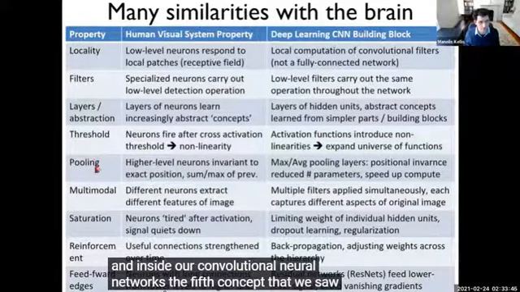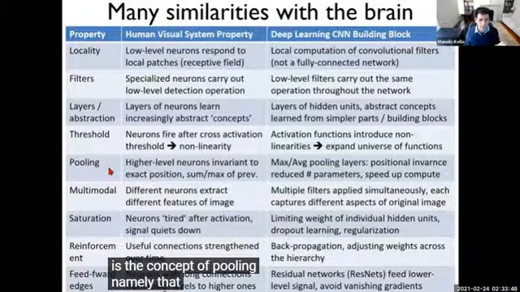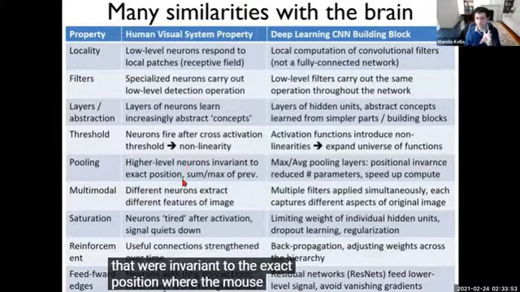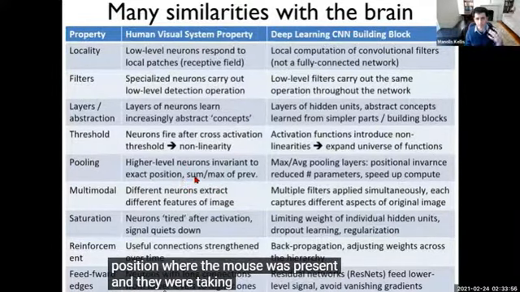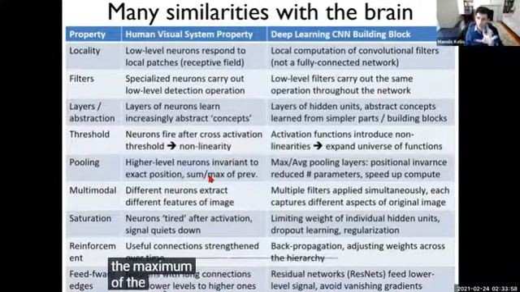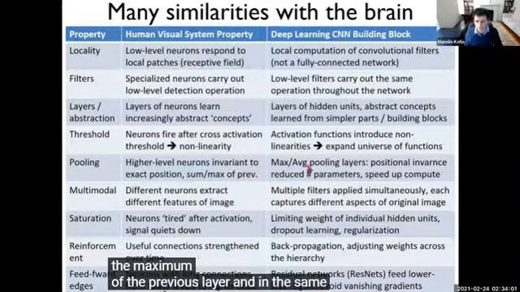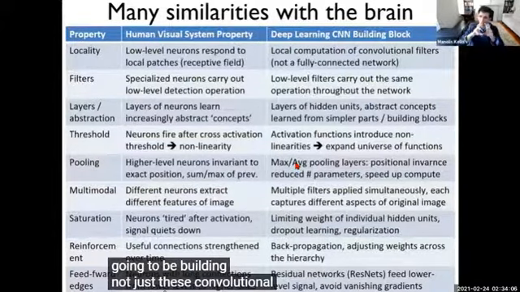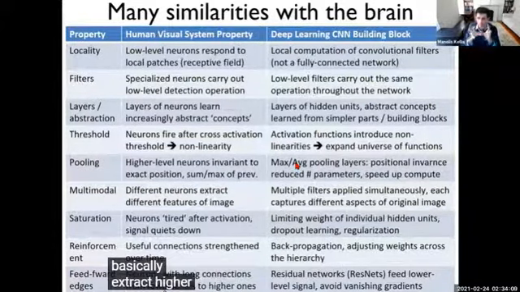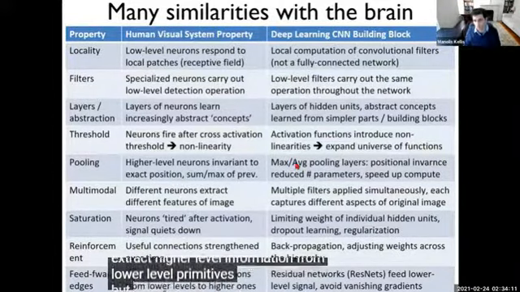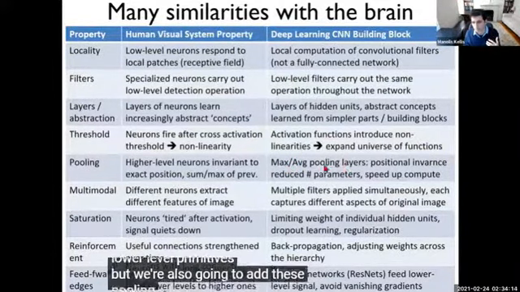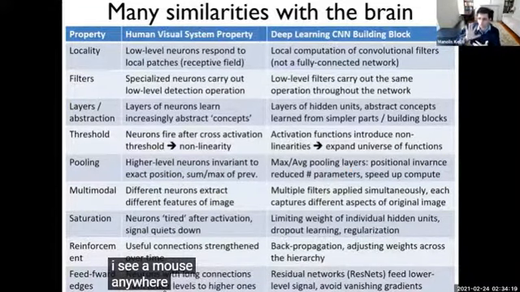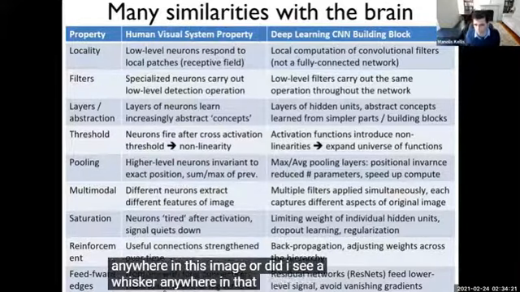The fifth concept that we saw is the concept of pooling, namely that there were some higher level neurons that were invariant to the exact position where the mouse was present. And they were taking either the sum or the maximum of the previous layer. And in the same way, for convolutional neural networks, we're going to be building not just these convolutional layers that extract higher level information from lower level primitives, but we're also going to add these pooling layers, which are going to be simply saying, did I see a mouse anywhere in this image, or did I see a whisker anywhere in that patch?